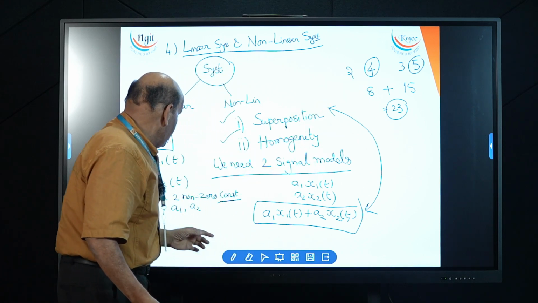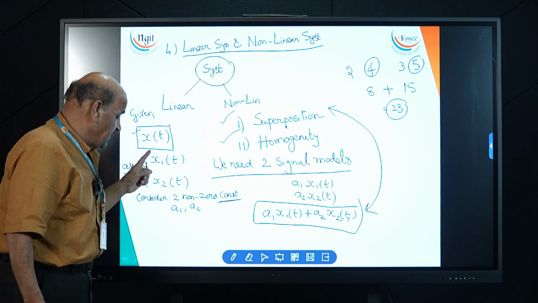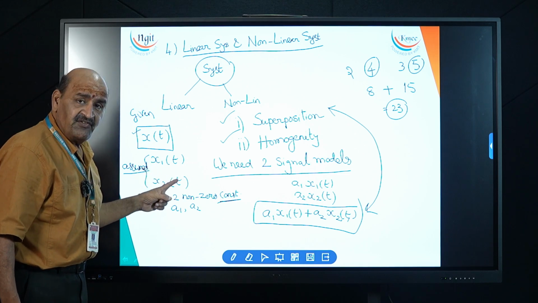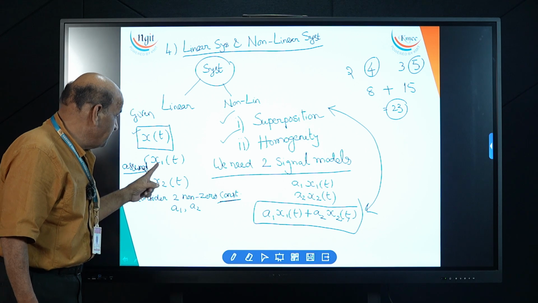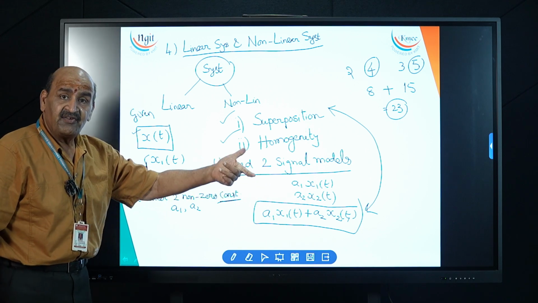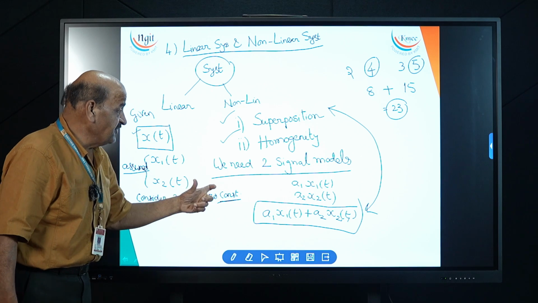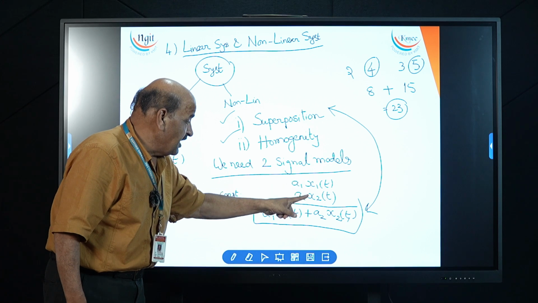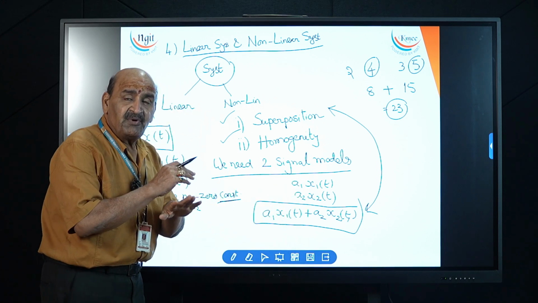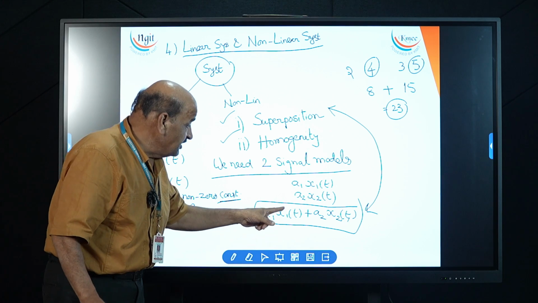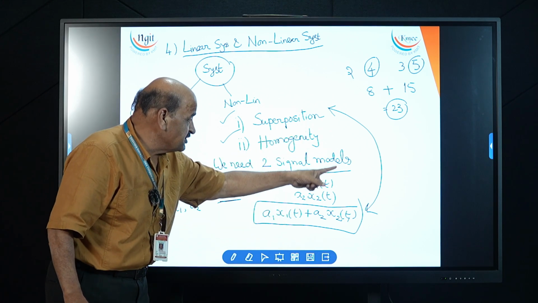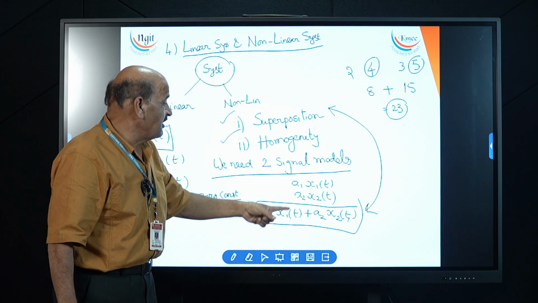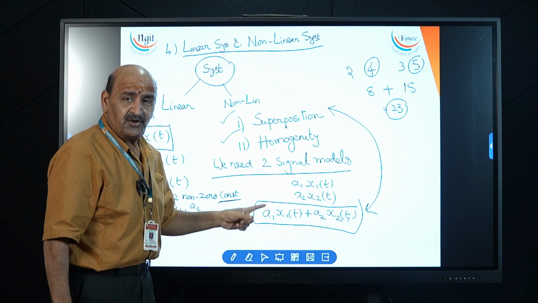In this way, x of t is given, x1 of t is a different signal, x2 of t is a different signal. Multiply the constant with x1 of t, it is another different signal. Multiplying a2 with the second signal, a2 x2 of t, it is another signal. The combination or sum of these two signals is 100% another new signal. This property is called the superposition property. This is the superposition property in linear systems and non-linear systems. This is very, very important to understand.